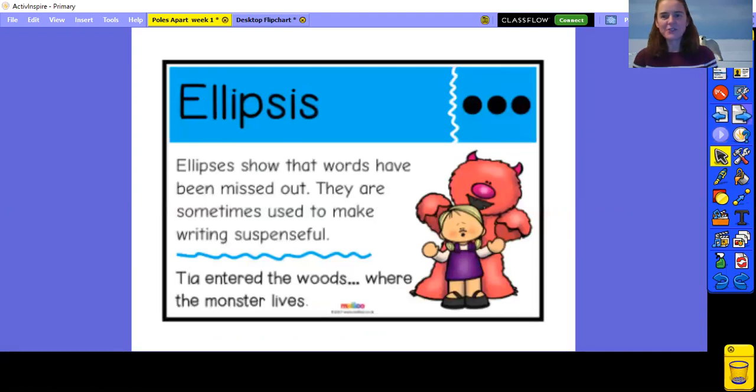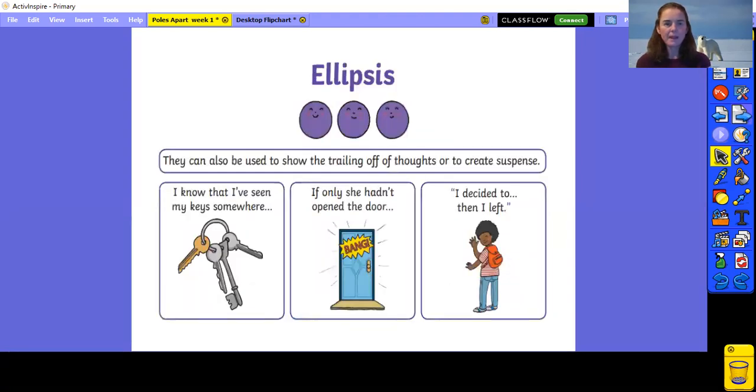So here's a definition for you. Ellipses show that words have been missed out. They're sometimes used to make writing suspenseful, and they give you an example here. Tia entered the woods where the monster lives, creating that drama, that suspense. They can also be used to show the trailing off of thoughts or to create suspense. I know that I've seen my key somewhere. If only she hadn't opened the door. I decided to, then I left. So experiment with using an ellipsis in your story writing today.